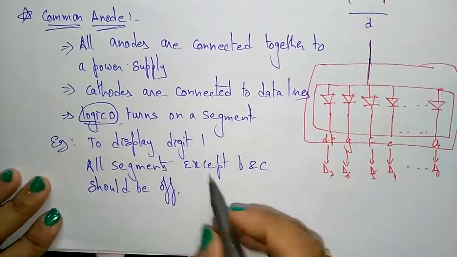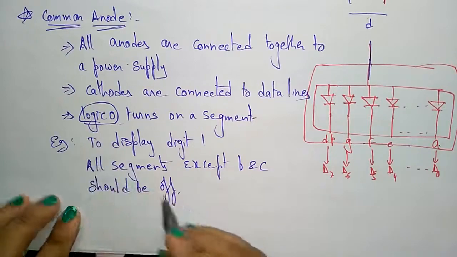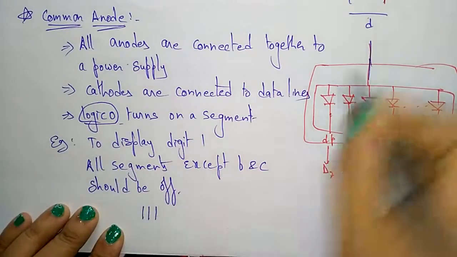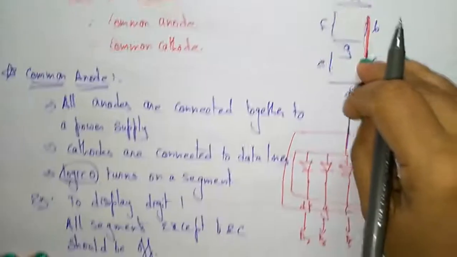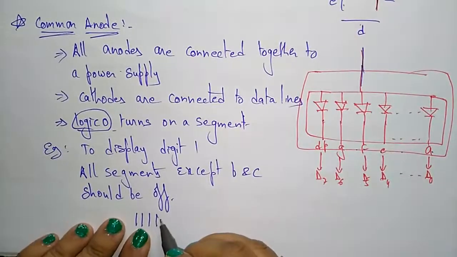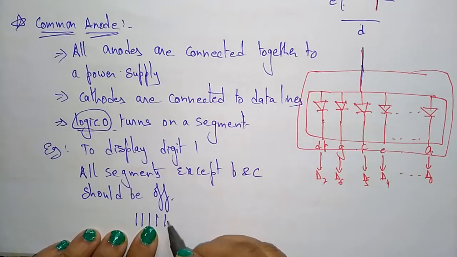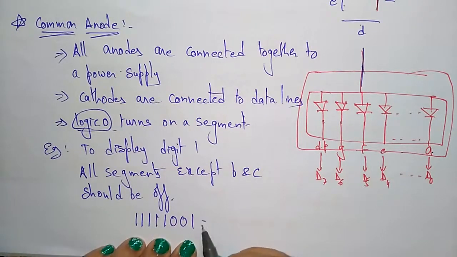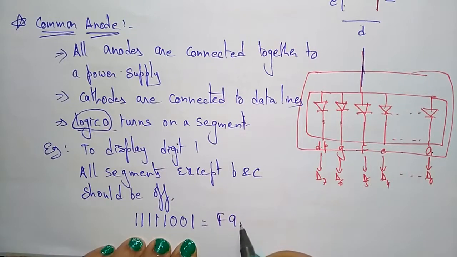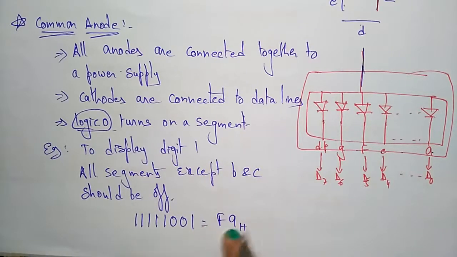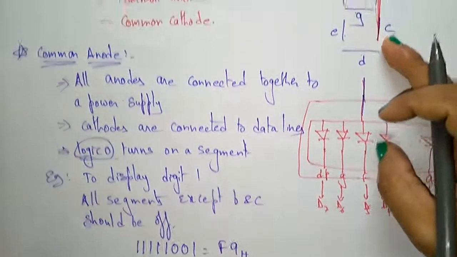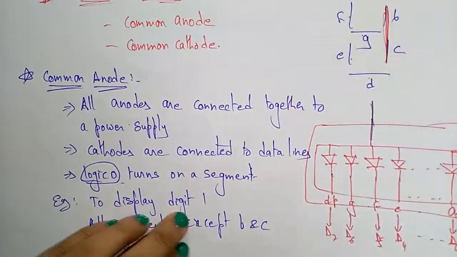So then here I am taking it as a logic 0. Logic 0 means only those segments that ought to be displayed should be 0, and the rest of them are all 1s. So F9H. We are giving the input as F9H. Whenever I give an F9H, this 1 will be displayed on the screen. So this is a common anode.